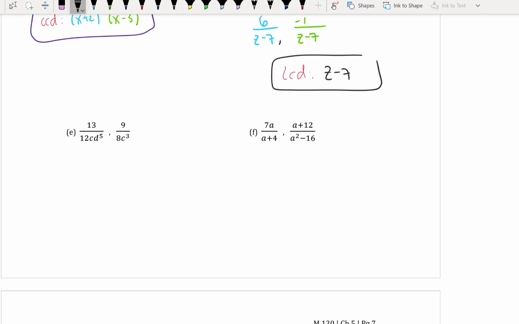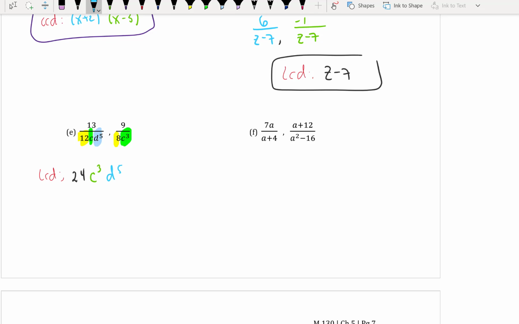For letter E, I'm going to look at my coefficients. So I have 12 and 8. So if I'm looking at 12 and 8, well, I know that 12 times 2 is 24, and 24 can be divided by 3. So I know that my LCD is definitely going to have a 24 in it. Now, by looking at that c value, well, c to the third is the biggest, and I also have a d to the 5. That's the biggest there as well.